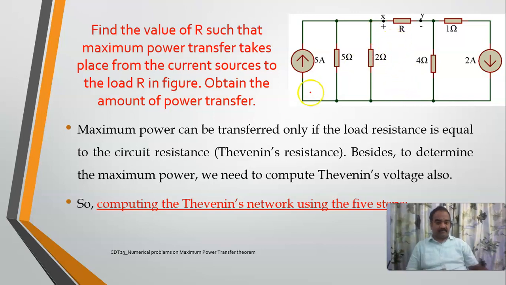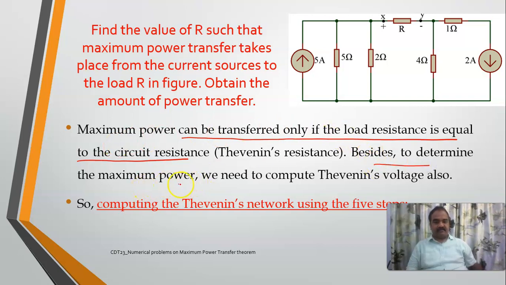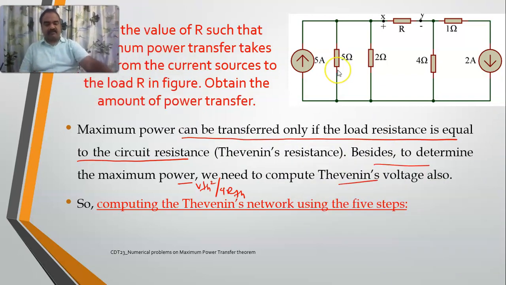Maximum power can be transferred only if the load resistance is equal to the circuit resistance. Besides, to determine the maximum power, what do we need? It is VTH square by 4 RTH, right? So we need Thevenin's voltage also. So we will compute the Thevenin's network using the 5 steps which we have learned. So what were the 5 steps?